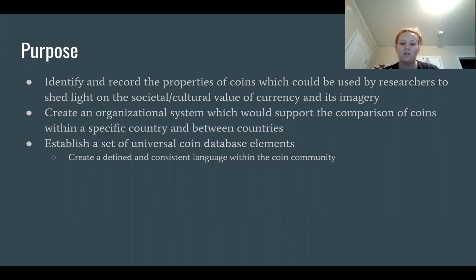The other thing we wanted to do was establish a set of universal coin database elements. There's one other coin database that we discovered, and we'll talk about that later. But for us, it was important to create a defined and consistent language within the coin community, because right now there doesn't seem to be one. And so having that set just reflects and makes it easier to use this system for years to come.